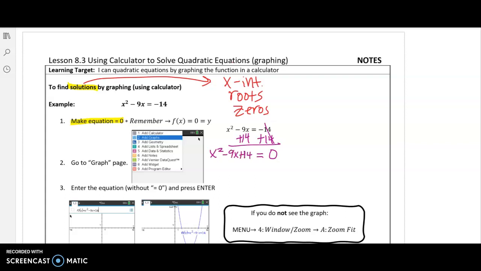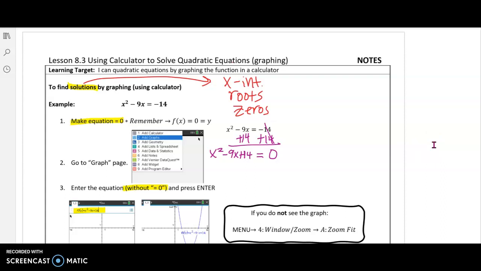And from there, you can type it in your calculator. Now keep in mind, when you do type it in the calculator, you type it in without the "equals 0" part. So you can see here on the actual graph that I did not type in the equals 0. Okay.